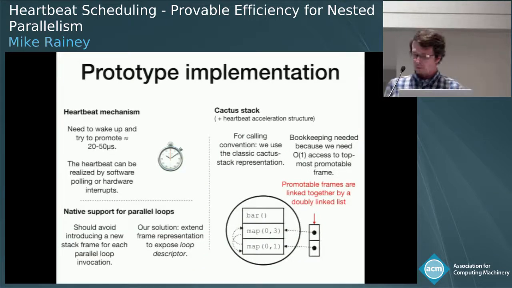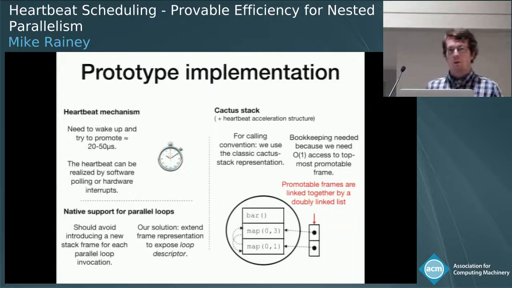Okay, so to test this idea, we implemented a prototype in C++. For the prototype, we used work stealing to do the load balancing. We had to implement promotion. We had to change the calling convention. So what we ended up doing is taking every function in the program and encoding it in a class-based representation.